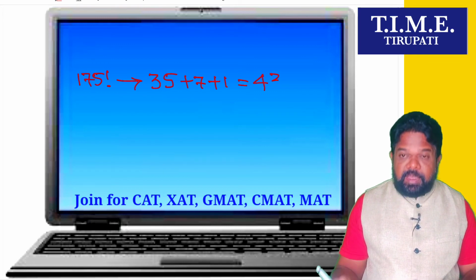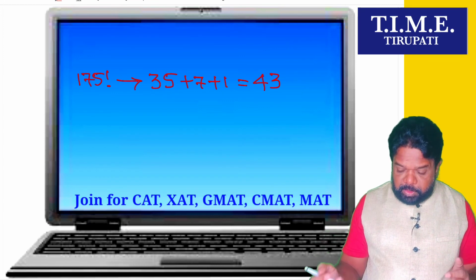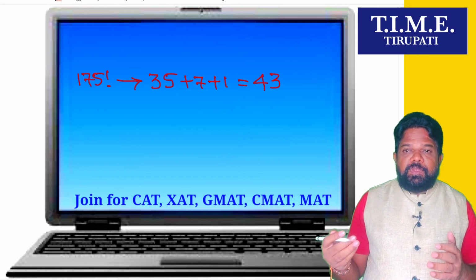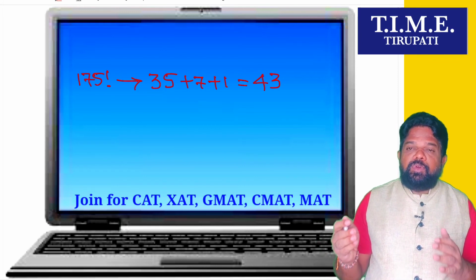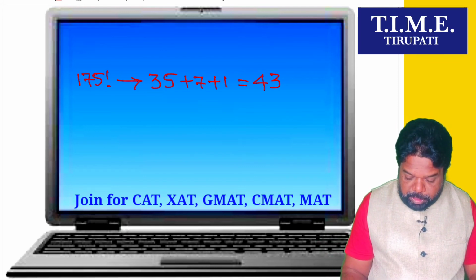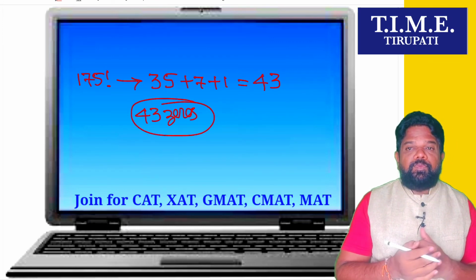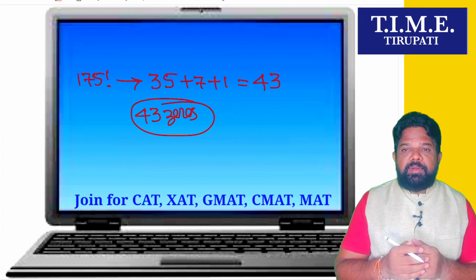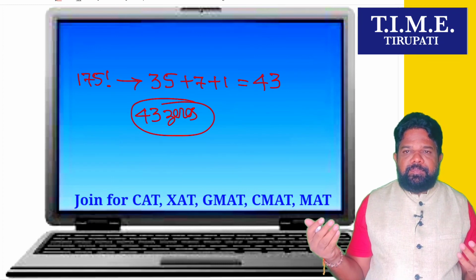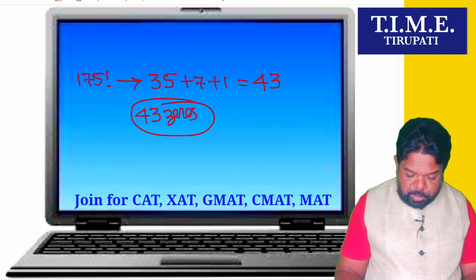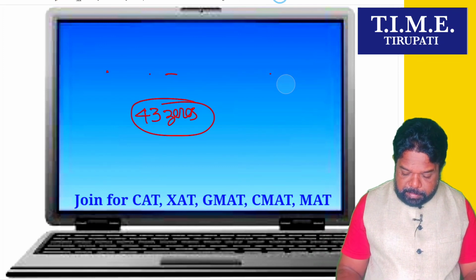So, how many 5s are there in 175 factorial? 43 5s are there, 5 power 43. So, how many pairs can you make here? 43 pairs. So, how many zeros at the end of the product now? 43 zeros at the end of the product. Just like this, any factorial is given, you can calculate the number of zeros at the end of the product. Let us take another example.